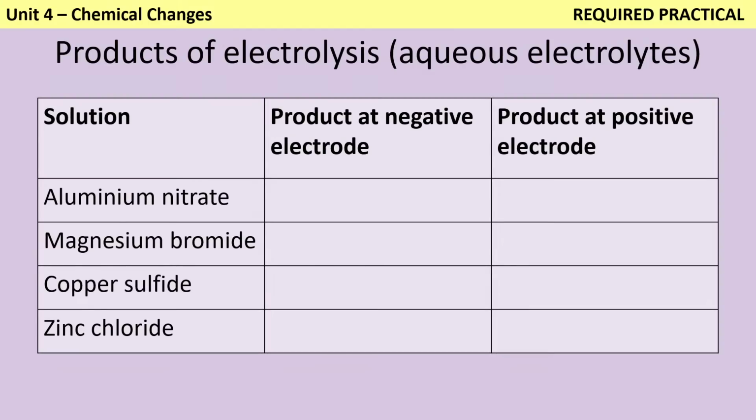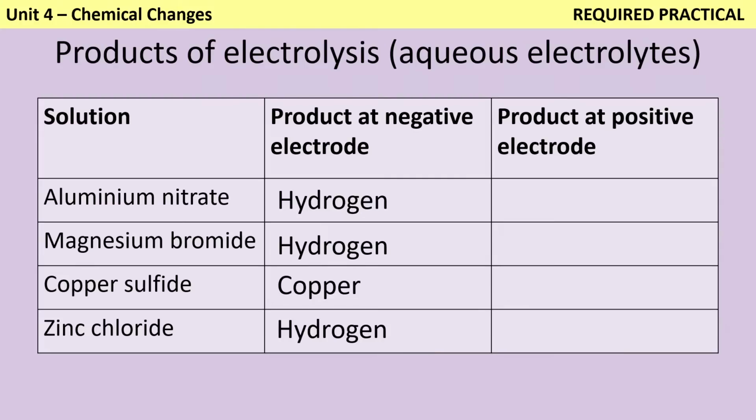Okay, so before we talked about our negative electrode, and at that point we said that it was going to be just the name of the metal, but now we can't do that anymore. So now we need to think, is it more or less reactive than hydrogen? Aluminium is more reactive than hydrogen, therefore we just make hydrogen. Magnesium is more reactive than hydrogen, therefore we just make hydrogen. Copper is less reactive than hydrogen, so we make copper. Zinc is more reactive than hydrogen, so we make hydrogen.